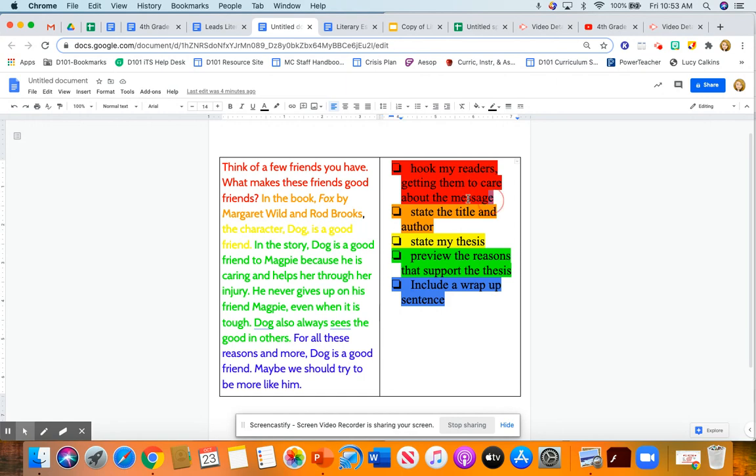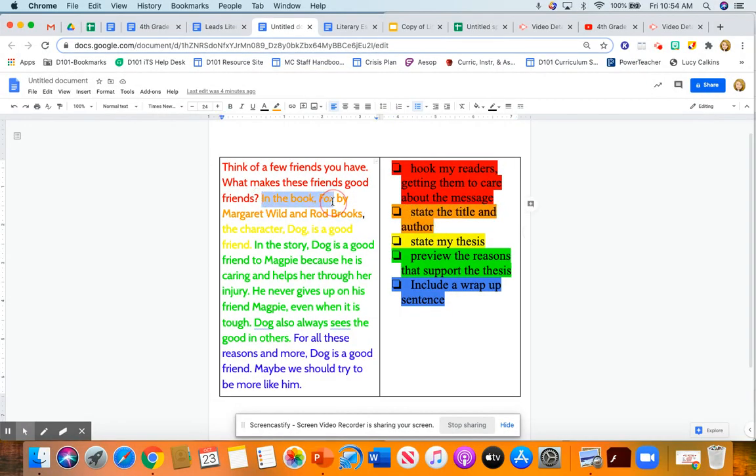So let's start with the hook, getting the reader to care about your message. Think of a few friends that you have. What makes these friends good friends? Hooks are often questions, not always, but sometimes, because when you ask the reader a direct question, it gets them thinking about your topic. The next thing to include is the title and the author.